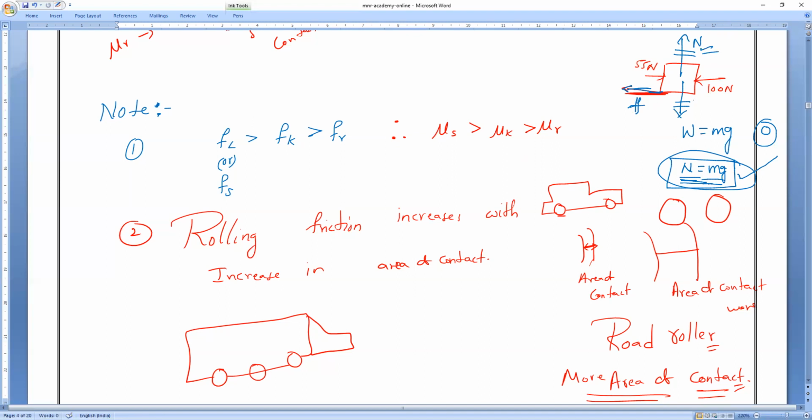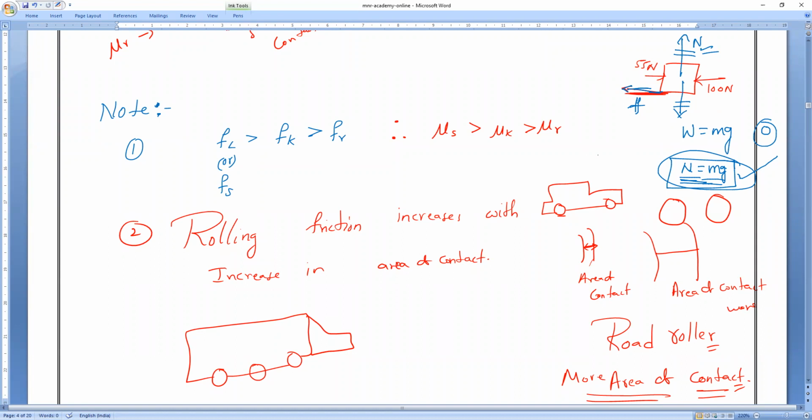Keep it in mind: any object on a surface, always three forces will come into play, whether the object is stationary or moving, it doesn't matter. Frictional force always exists. If it is stationary, it may be static friction or limiting friction. If it is sliding, sliding friction. If it is rolling, rolling friction. That's all. Understand, everybody?